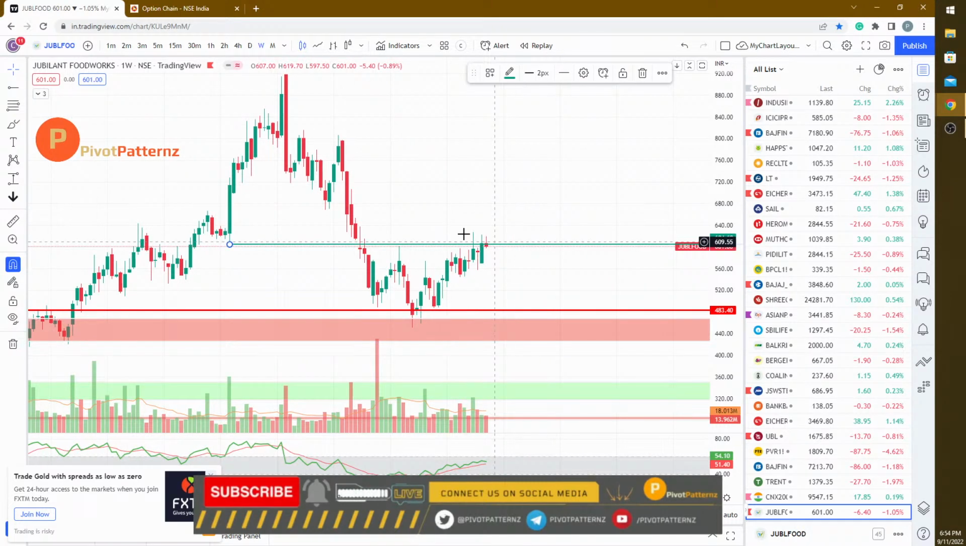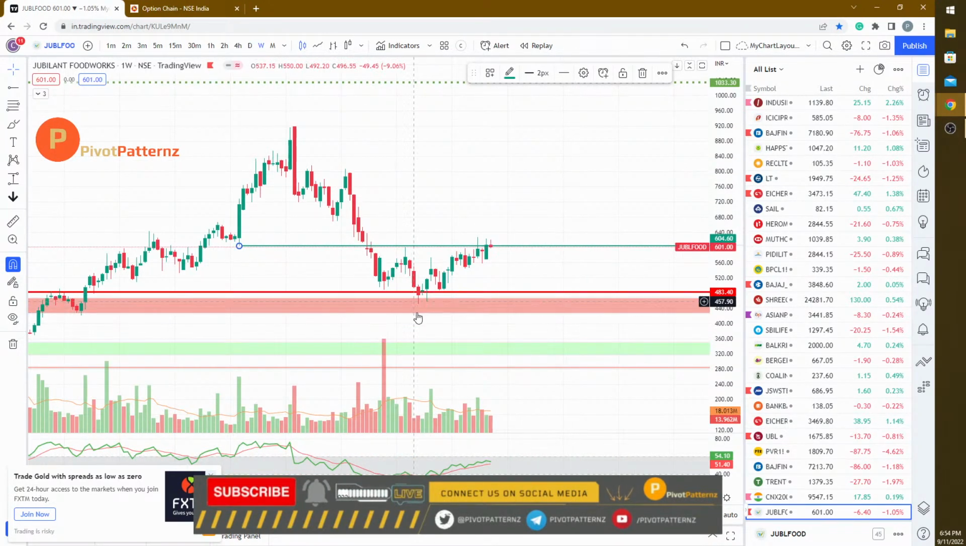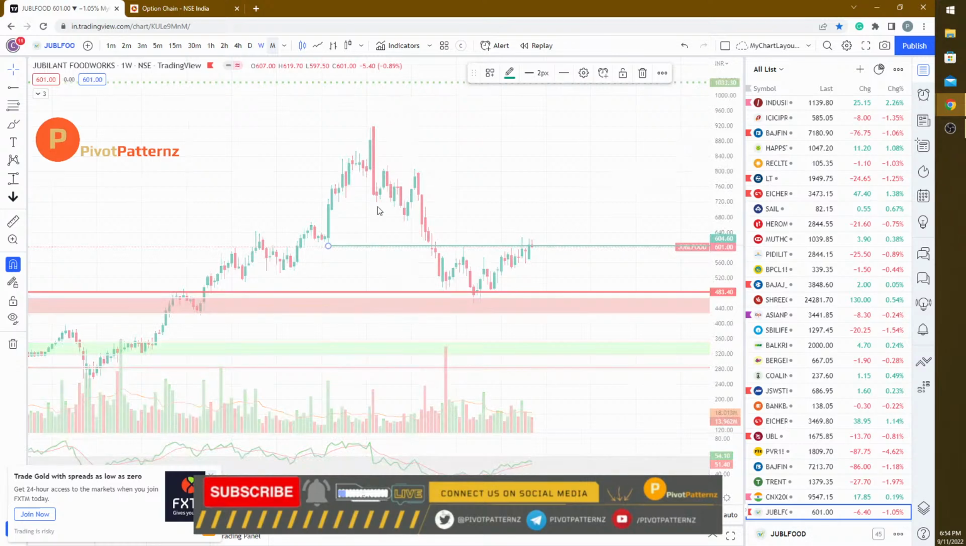So what you can do is, if Jubilant somehow breaks this, what is this high? 1630. If you are holding for the swing, we'll come to the daily part later. If we trade above this, then our next target would be this 757. And for now, if you are holding, your stop loss should be this swing low. Or if you are somebody who is holding for an ultra long time, let's go to this and check.